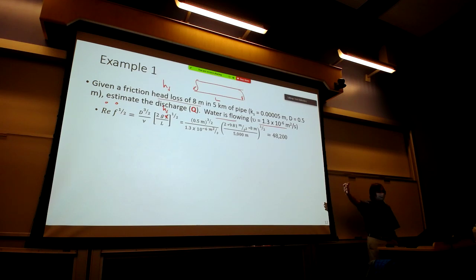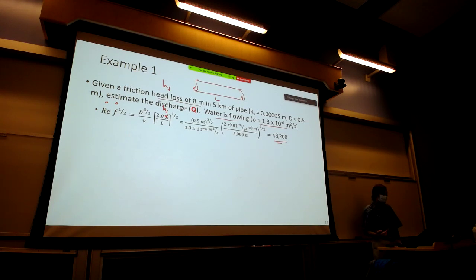That means that everything on the right-hand side of this equation, which individually each component does have a dimension, needs to be combined in such a format that the right-hand side is in fact dimensionless. So for example, if you had used the diameter in centimeters, you would not have a dimensionless number on the right-hand side. You needed to convert that centimeter dimension to meters. So we go all through that, and to 3-place accuracy, you get Re f to the 1/2 of 48,200.